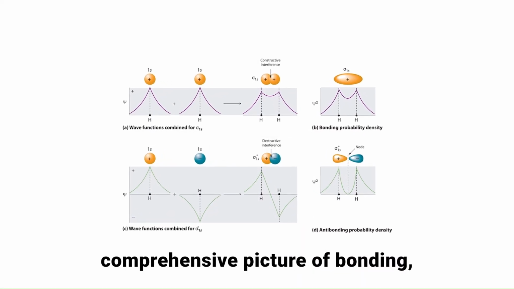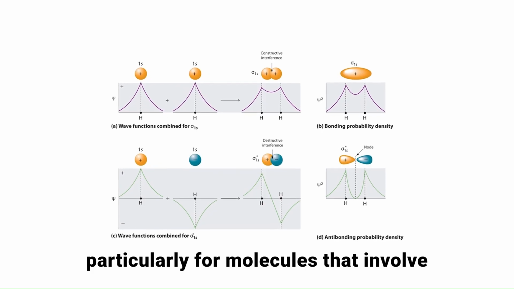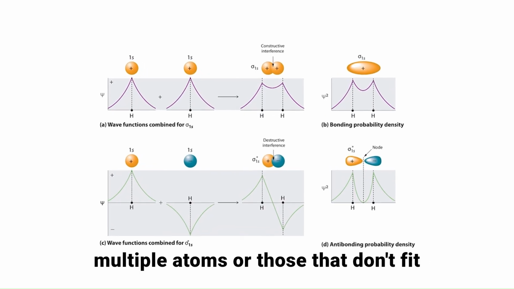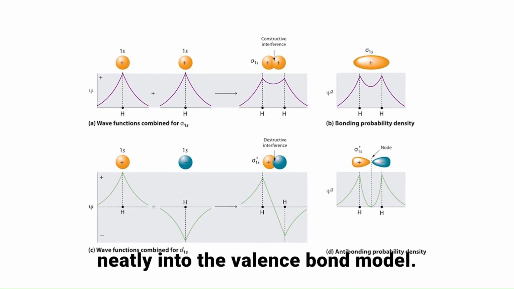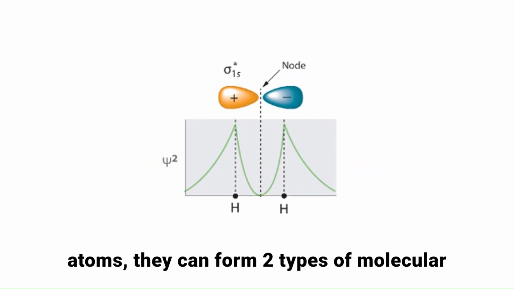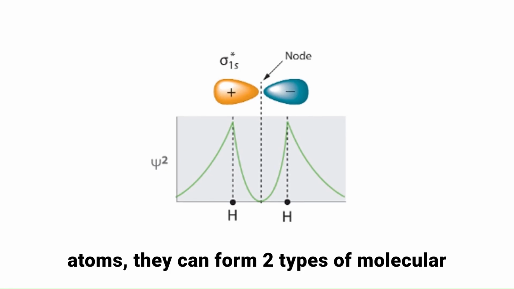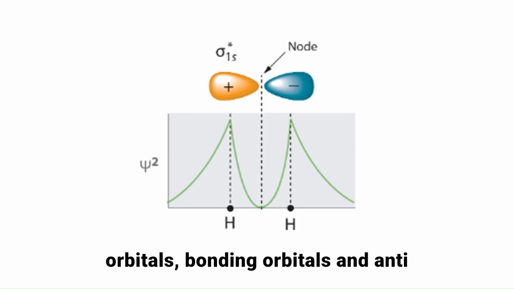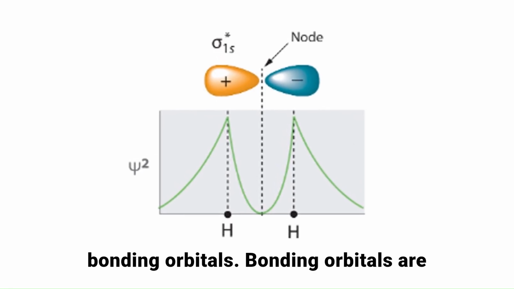Unlike the simpler valence bond theory, which treats bonds as localized between atoms, molecular orbital theory gives a more comprehensive picture of bonding, particularly for molecules that involve multiple atoms or those that don't fit neatly into the valence bond model. When we combine atomic orbitals from two atoms, they can form two types of molecular orbitals: bonding orbitals and antibonding orbitals.